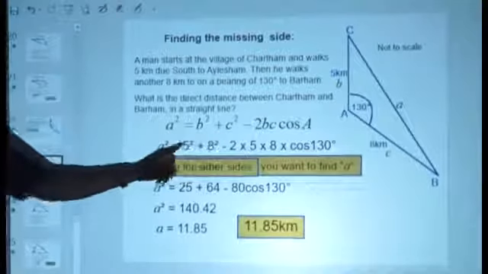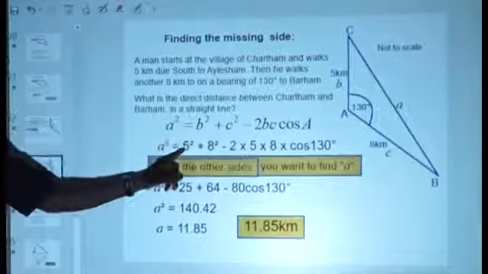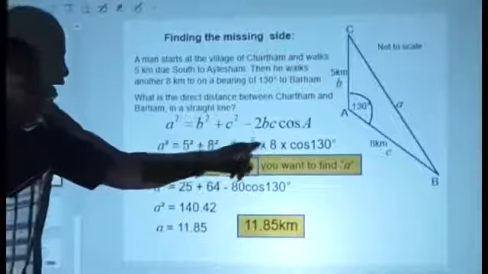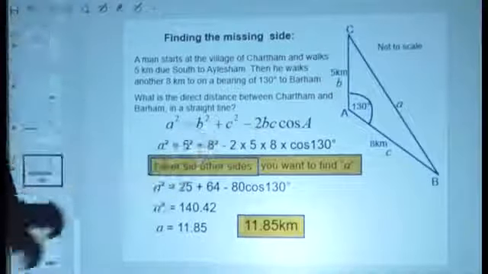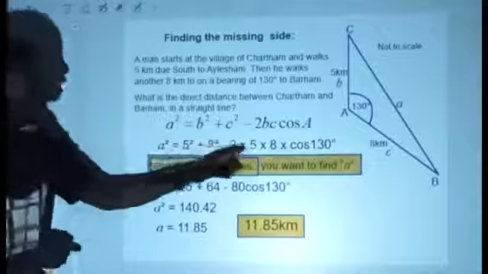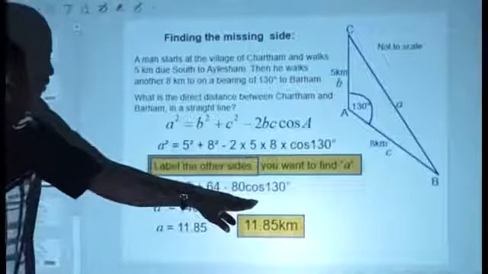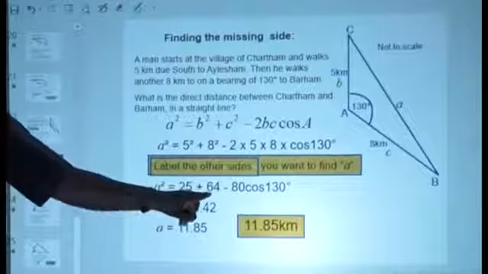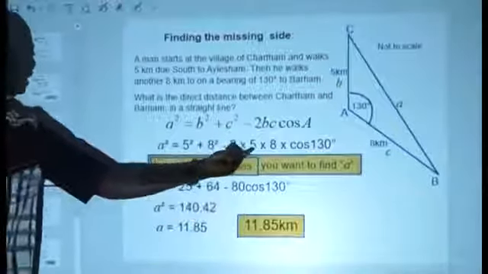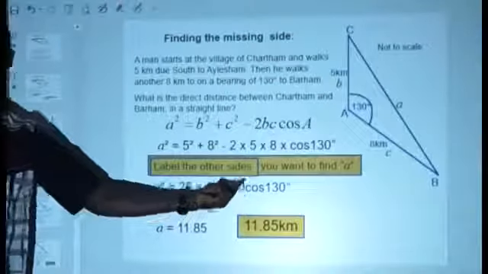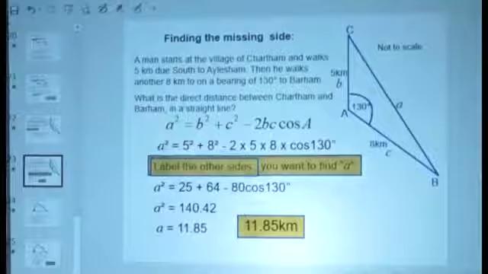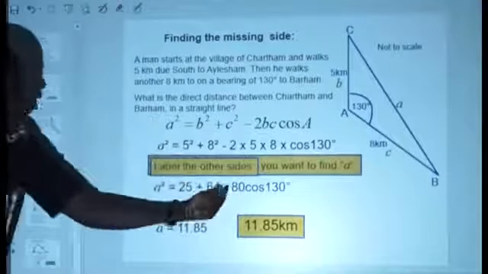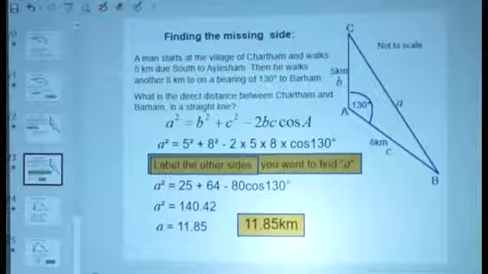When you are substituting, you write 5 squared plus 8 squared, not 25. You don't jump. Then minus 2 times 5 times 8 times cos 130. I've told you that this one you put in a bracket. After substituting, we discover that 5 squared is 25, plus 64, minus 2 times 5 times 8, which is 80, cos 130 degrees.